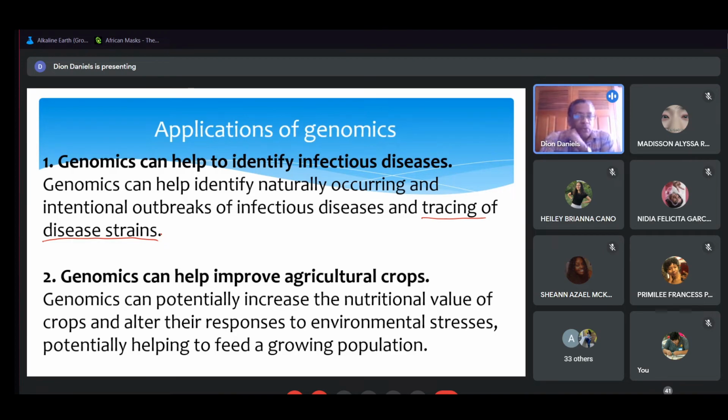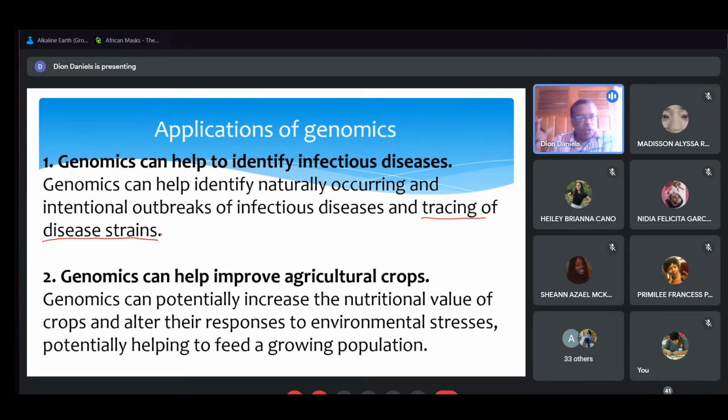Genomics can help improve agricultural crops. We talked about this in the application of recombinant DNA technology. So it can potentially increase the nutritional value of crops and alter their responses to environmental stresses, potentially helping to feed a growing population. So for you to be able to use genetic engineering and develop GMOs, genetically modified crops, you have to have an understanding of the genome of that organism.